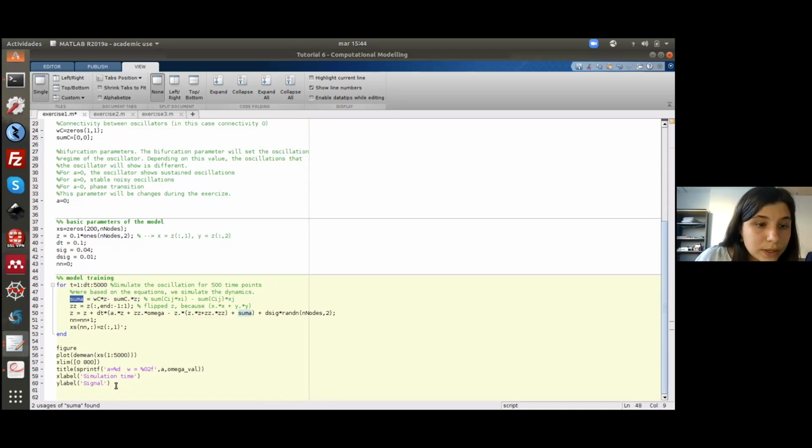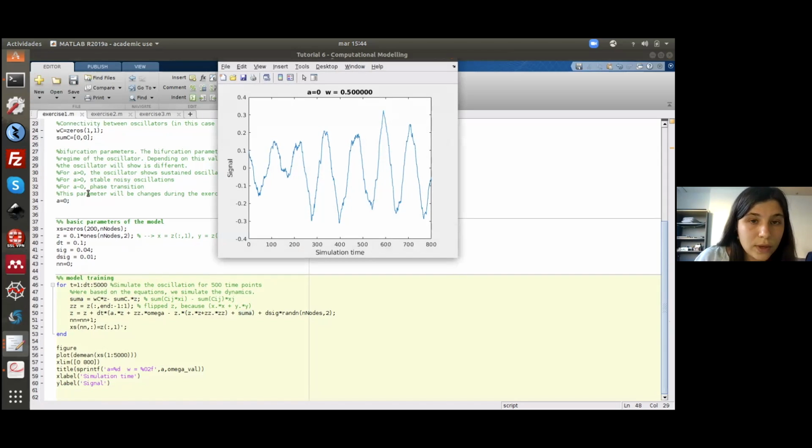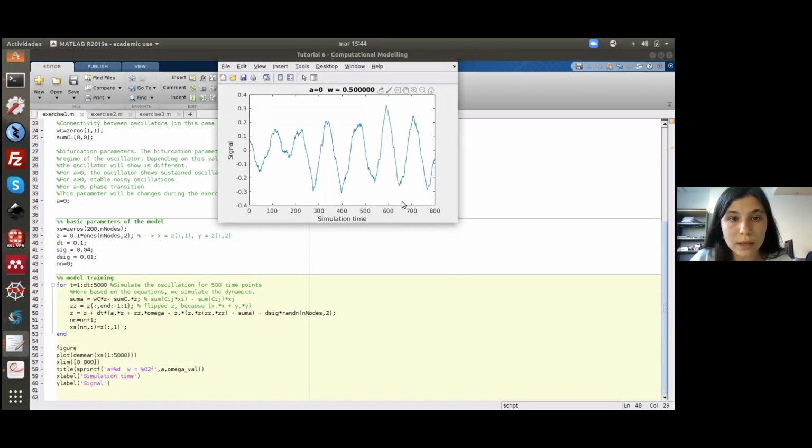So if you run this exercise in the case that we have A equals 0, you can see a plot like this. Here we have the simulation time, here we have the signal, and you can see that the signal contains a sum of the noisy signal and also some oscillations. So here we have the phase transition.